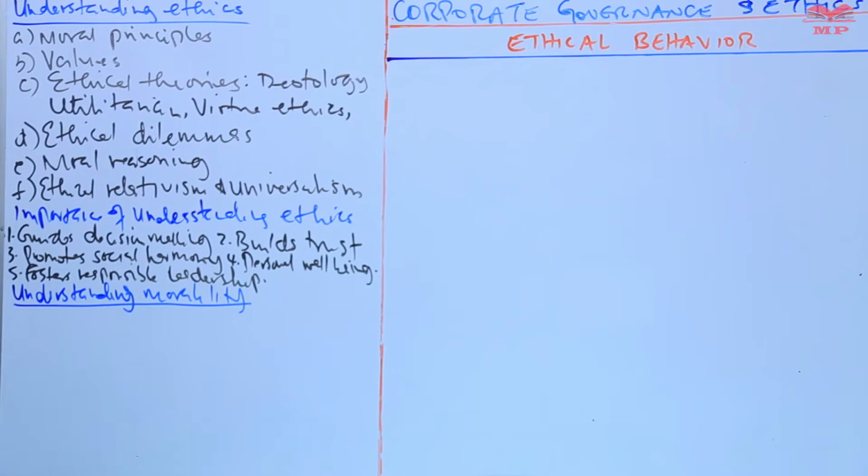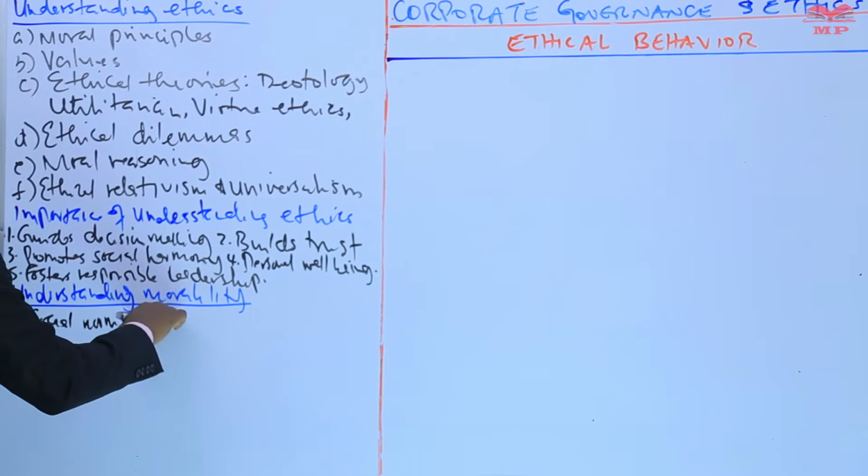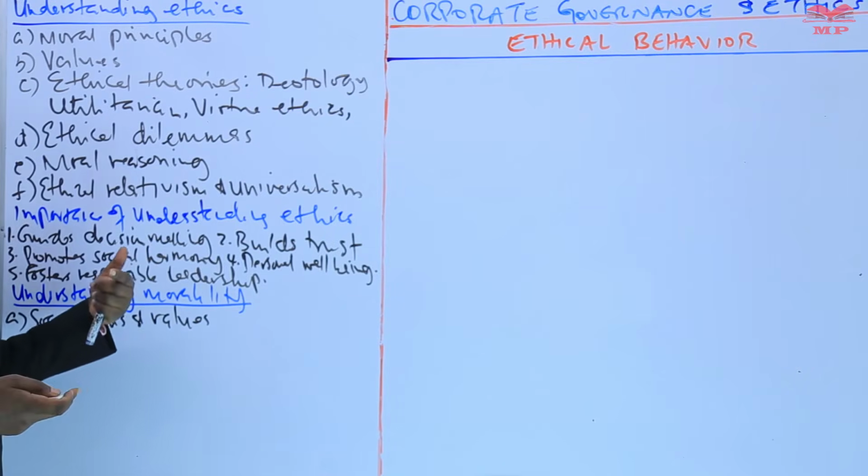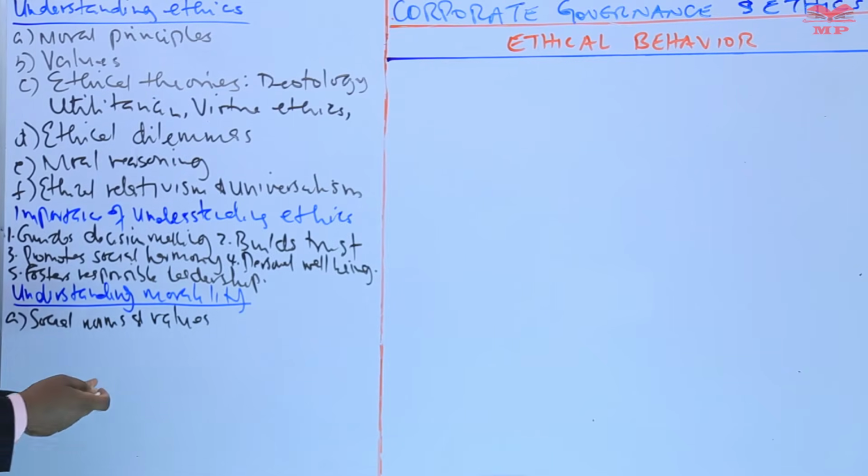And here are the key aspects of understanding morality. Number one is social norms and values. Morality is deeply rooted in social norms and values, which are the unwritten rules and expectations that guide behavior within a community or a society. And these norms and values are often shaped by cultural traditions, religious beliefs, and historical experiences. So to understand morality, one has to understand social norms and values.